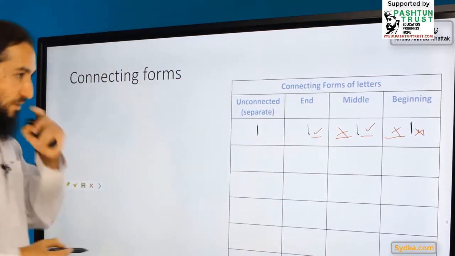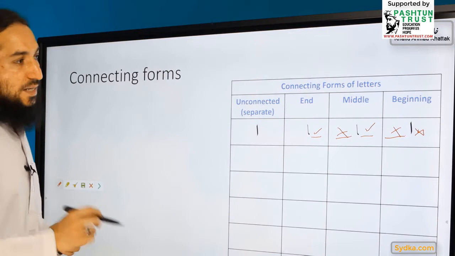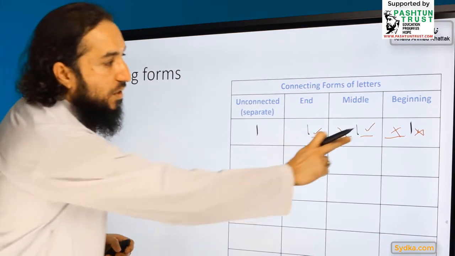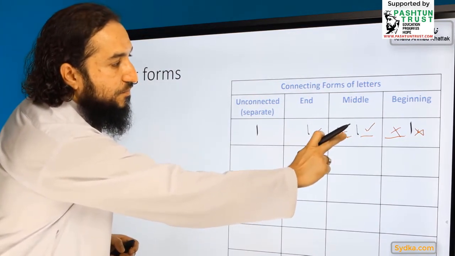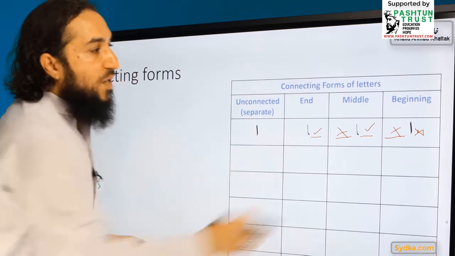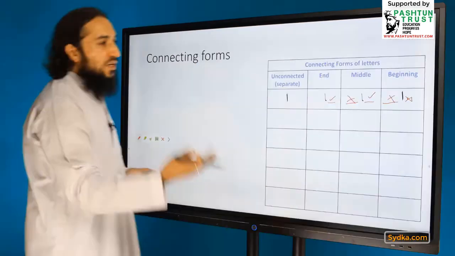So in non-connectors, you can't connect letters after it when it comes in the middle, and similarly if it's in the beginning, you can't connect after it.